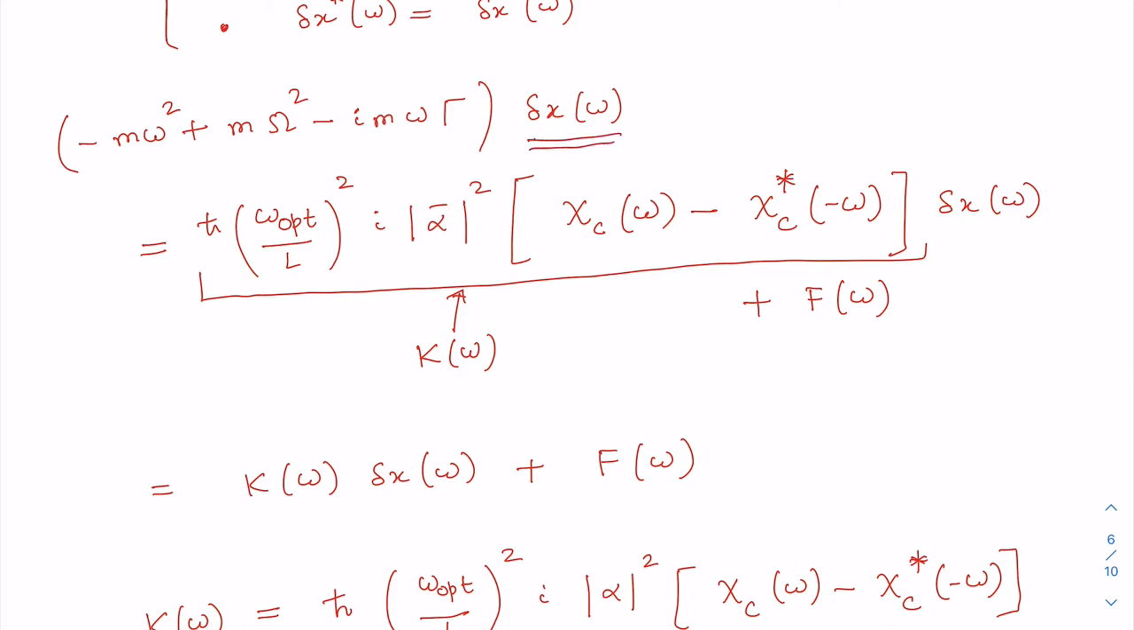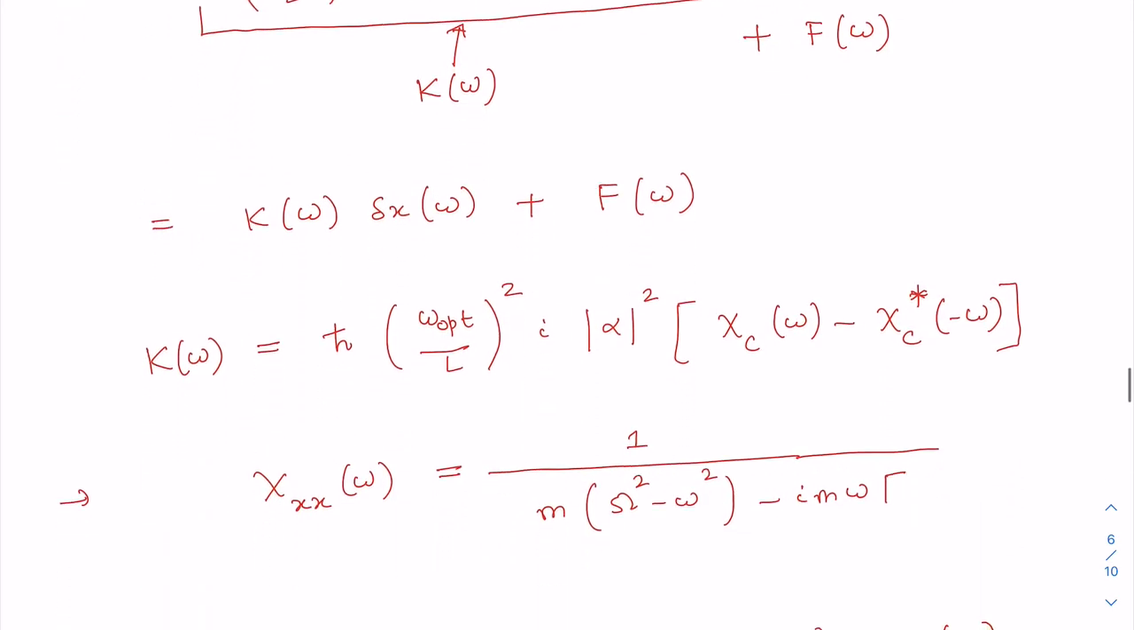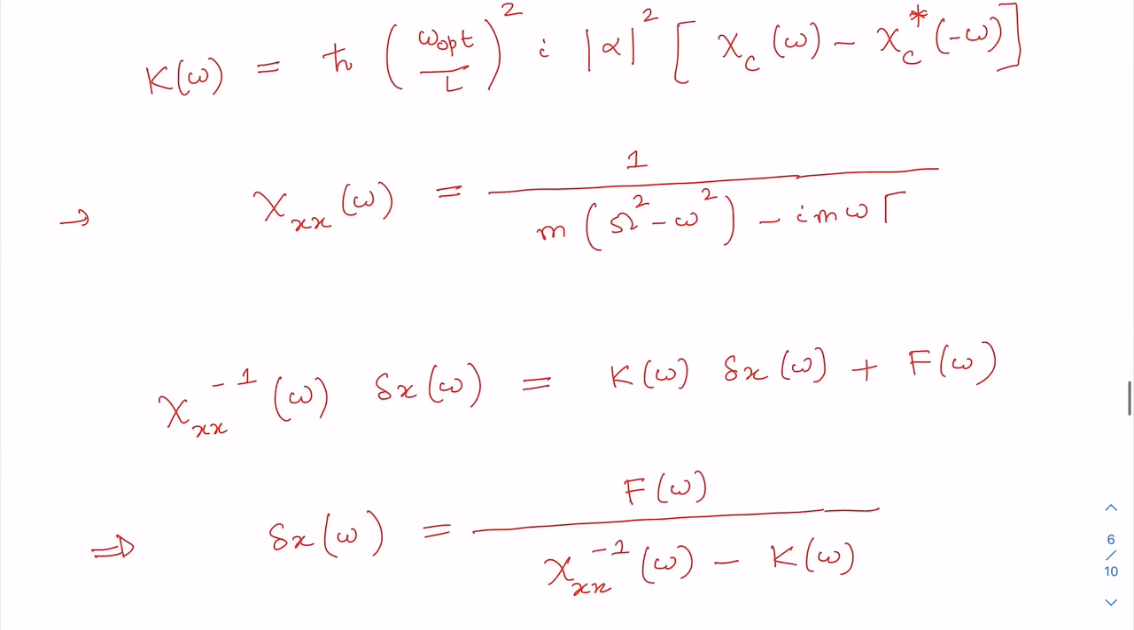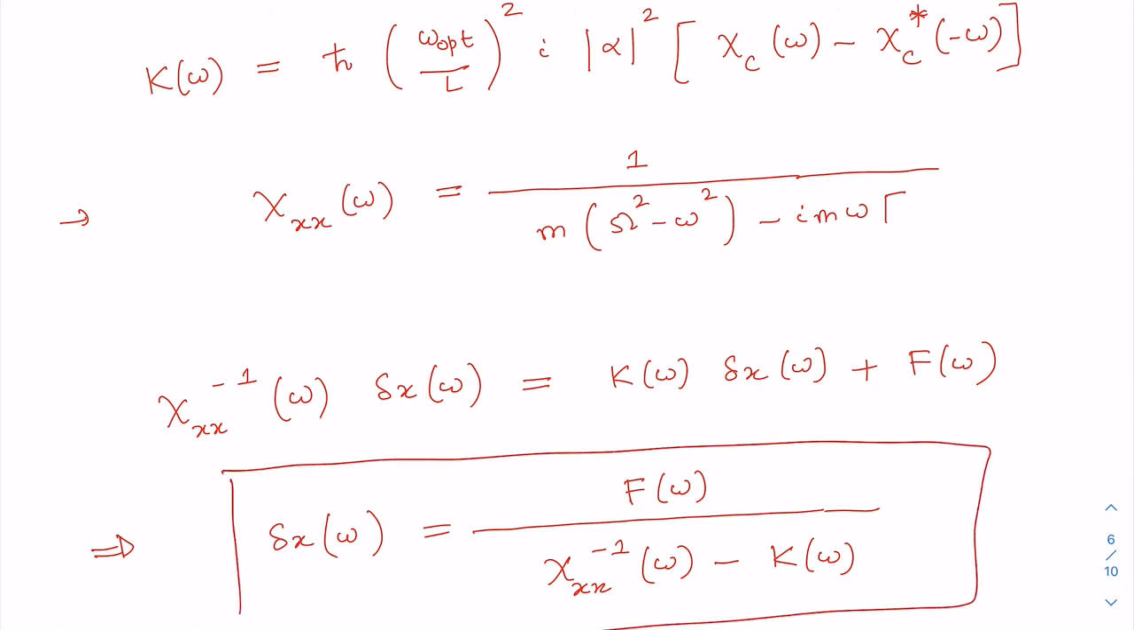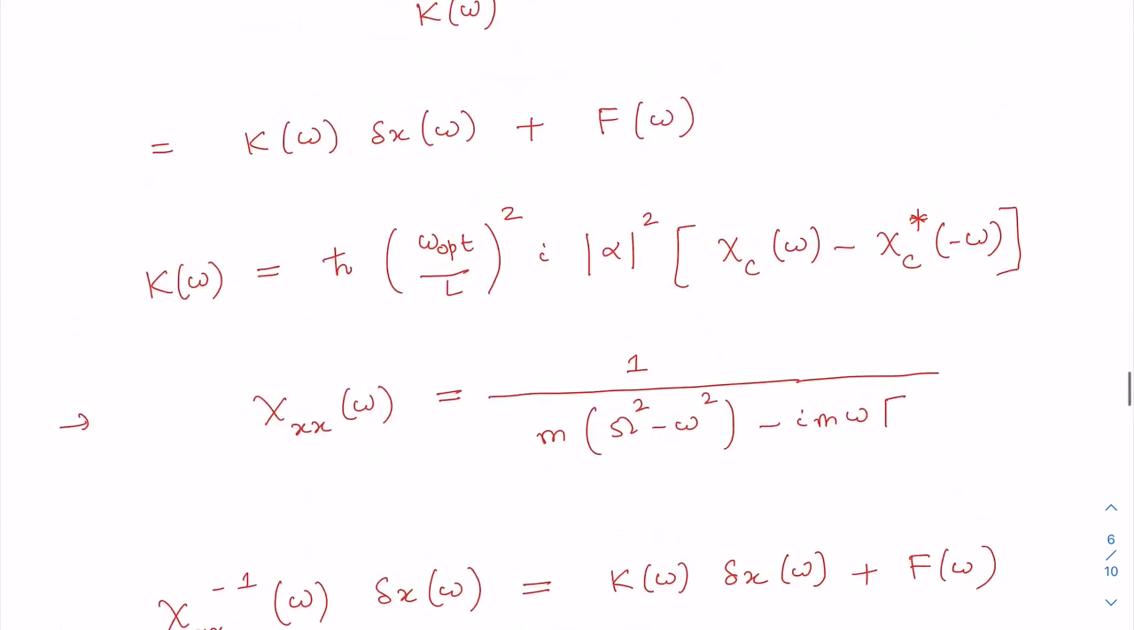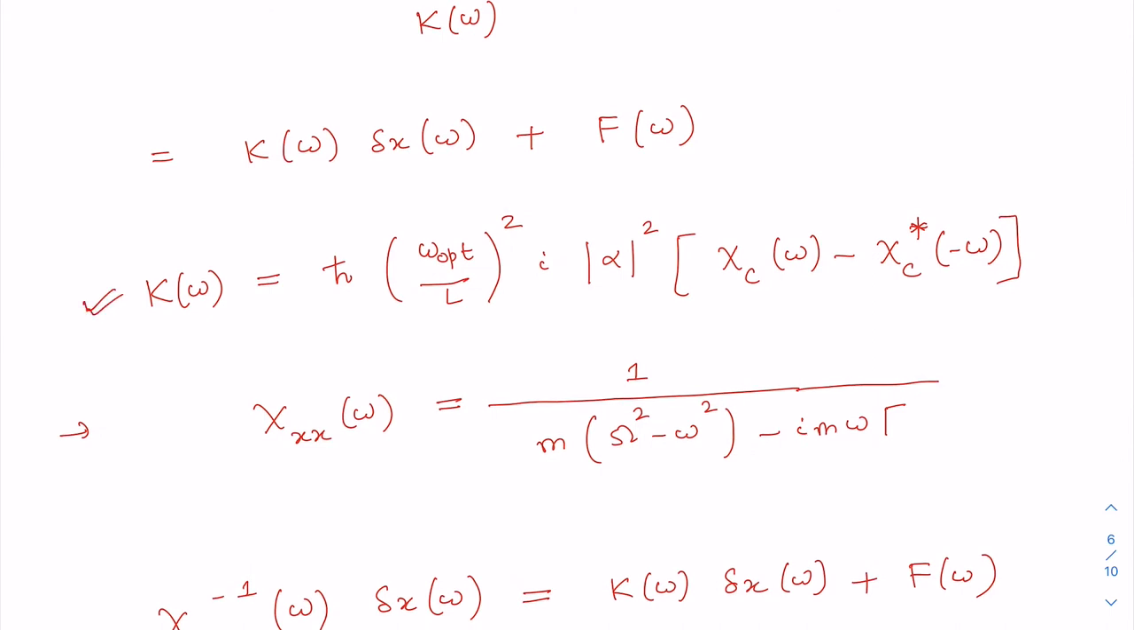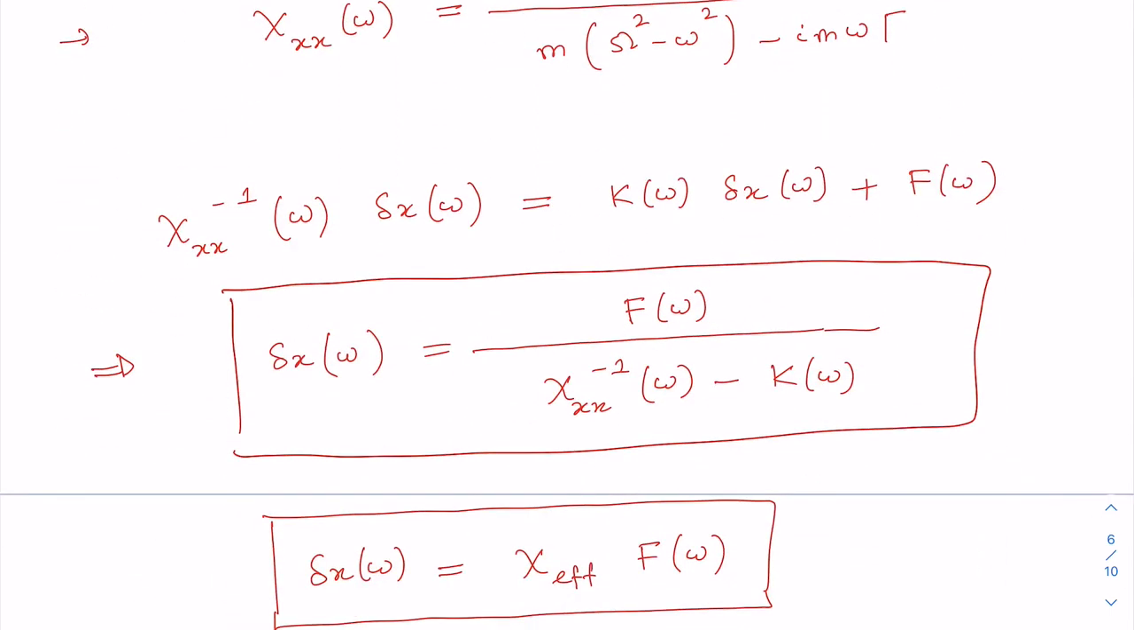This is basically the response of the mechanical system, or the fluctuating quantity, and we were able to write it in terms of a very compact equation. And we have defined a parameter called k of omega, and what it basically shows is that because of the presence of the interaction between the mechanics and the light, the mechanical susceptibility of the mechanical harmonic oscillator is getting modified. So therefore we have an effective susceptibility parameter.